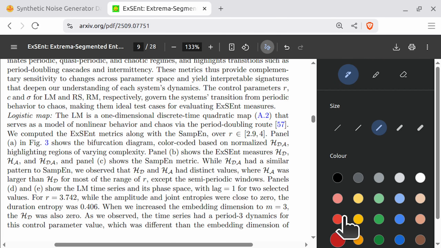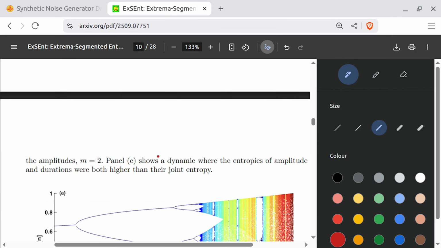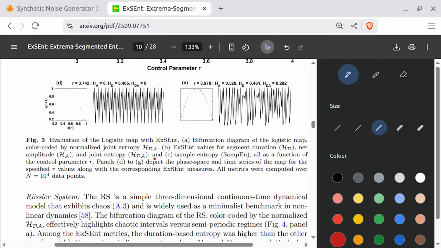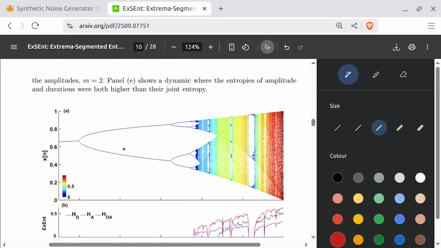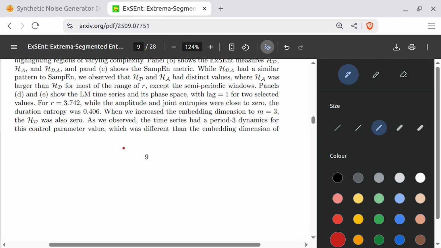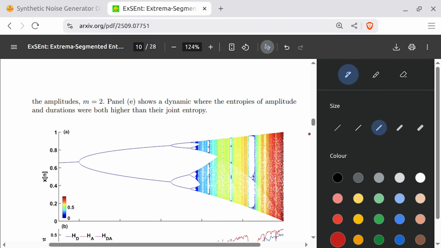So far, the text that we reviewed, how are those results relevant to EEG? The current text discusses ExSEnt metrics applied to dynamical systems. While it does not directly mention EEG, the principles of analyzing complex signals and identifying different states like periodic or chaotic regimes could be relevant to EEG analysis, which often deals with complex brain signals. The ability of ExSEnt to capture individual and joint complexities of segment durations and amplitudes could offer valuable insights into the temporal and amplitude-driven variability of EEG signals.